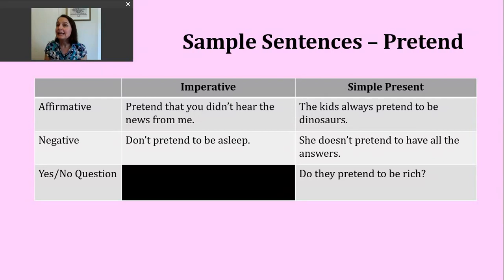Now, if you want to make a yes or no question in the simple present, you're going to start with do or does, whichever matches your subject. Okay, so we'll use do with you, we, they. We'll use does with he, she, or it. And then we'll use the base verb. You can see that in the example here. Do they pretend to be rich? Okay. So again, this would tie back to that first definition that we looked at. So they are acting like they have a lot of money, but the truth or the reality is they don't.